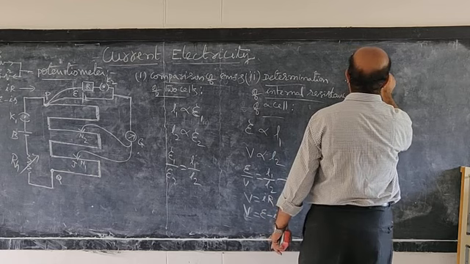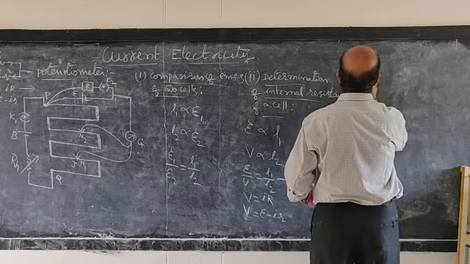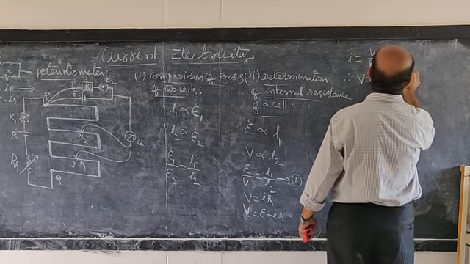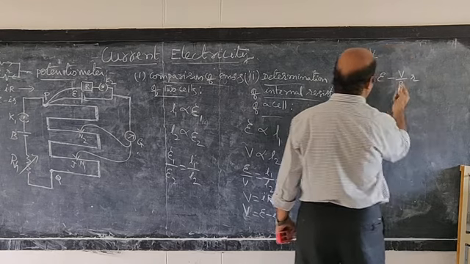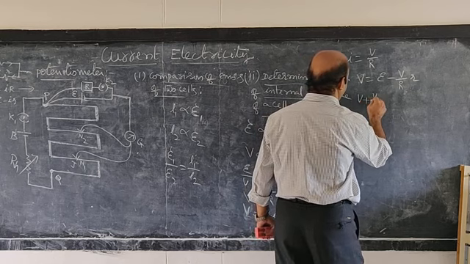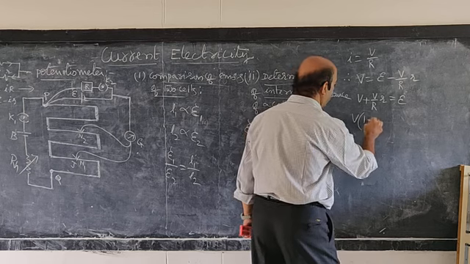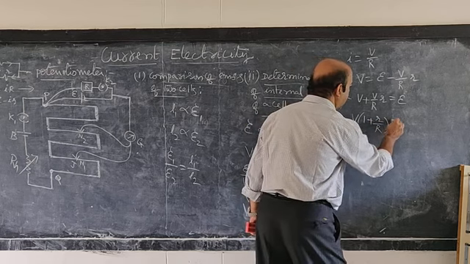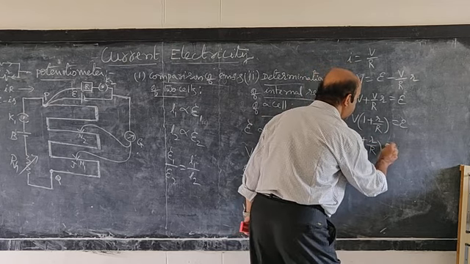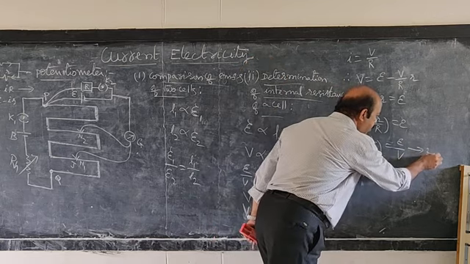Therefore V is equal to E minus, in the place of I I will write V by R, into small r. I will take this minus V by R into small r to the side. V plus V by capital R into small r is equal to E. So V common, 1 plus small r by capital R is equal to E, or 1 plus small r by capital R is equal to E by V. So let us call this equation 2.